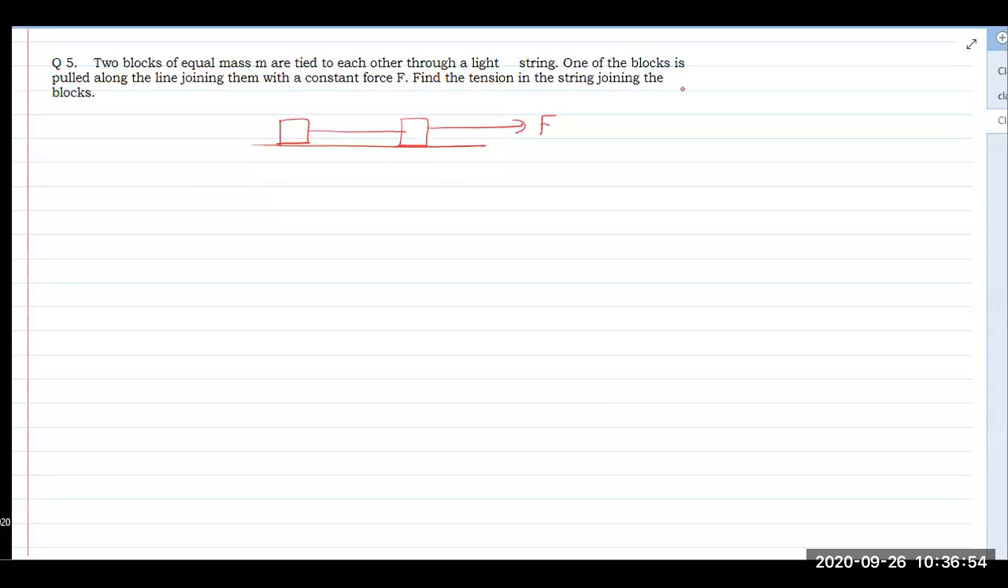Suppose we call them A and B, both with the same mass M. So what are the different forces acting? First we will see on B. The forces are Mg, the normal NB, F, and here there will be tension.